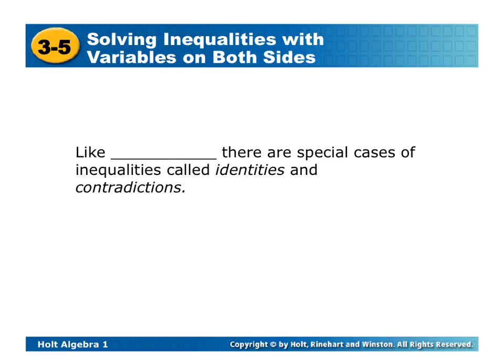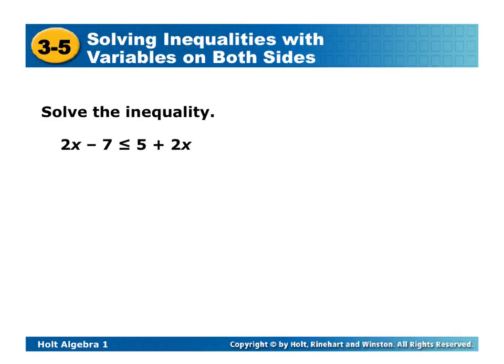Now, like equations, there are special cases of inequalities called identities and contradictions. So let's look at an example of this. So here we have 2x on both sides of the equation, or the inequality.